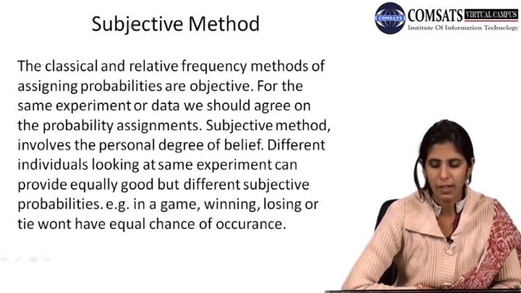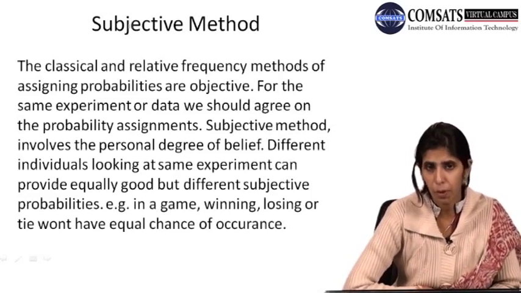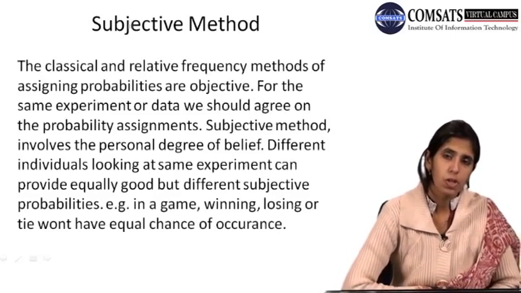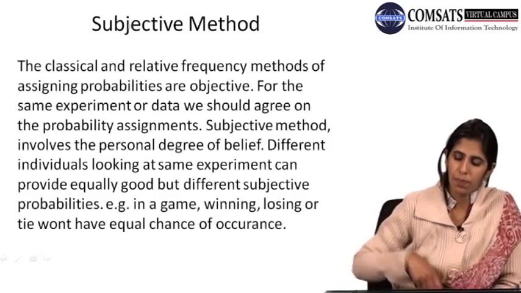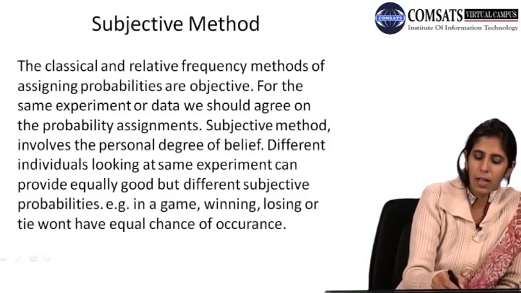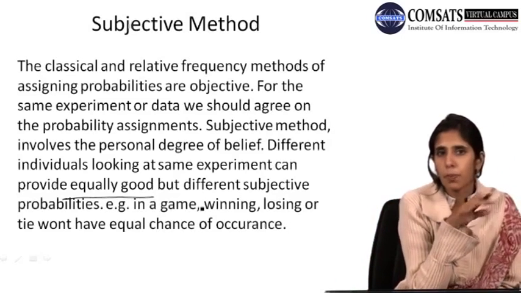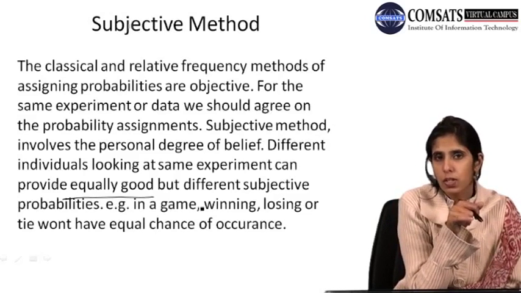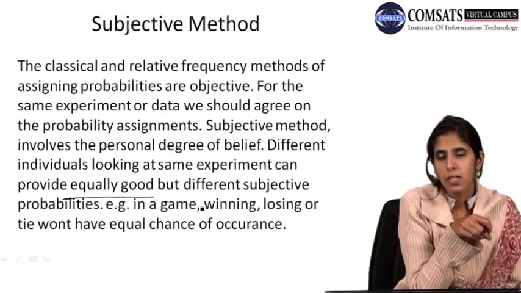Different individuals looking at different experiments can provide equally good but different subjective probabilities. Now again, some similar example has been mentioned. I have mentioned here "equally good" because if you're talking about people, people might give multiple kinds of approaches for one event, whether it happens or not.